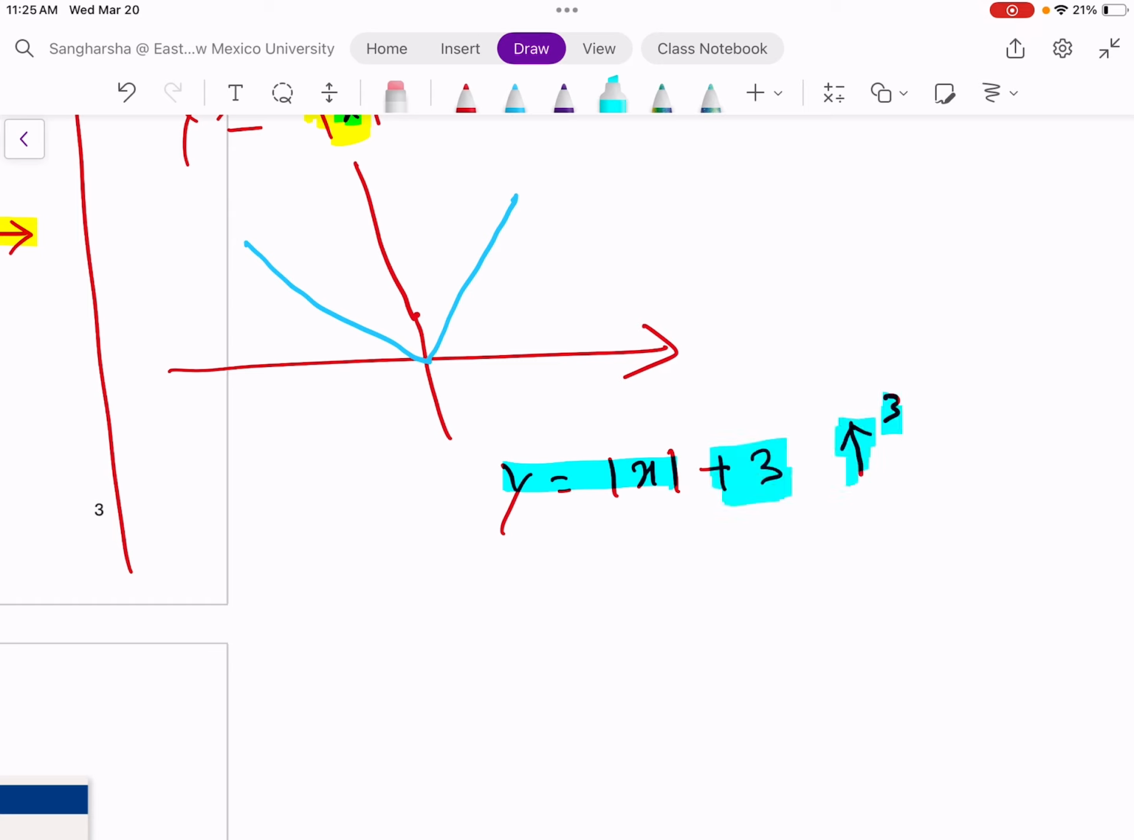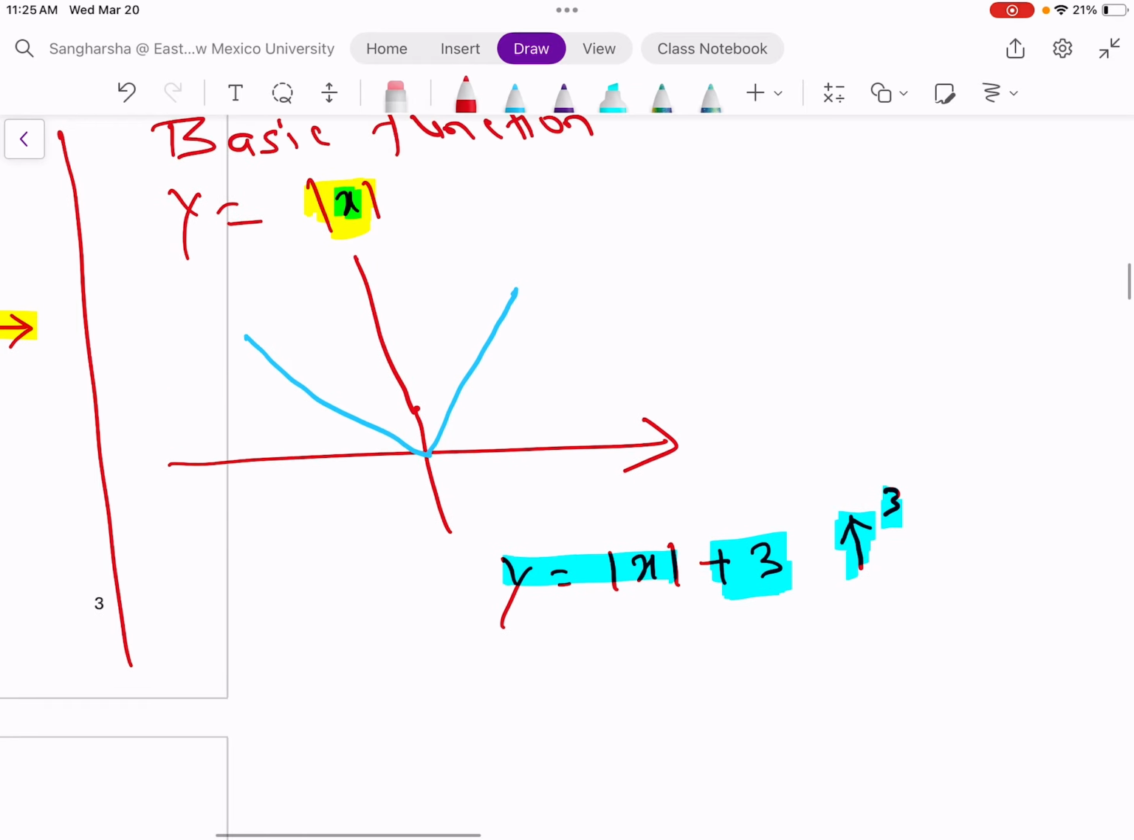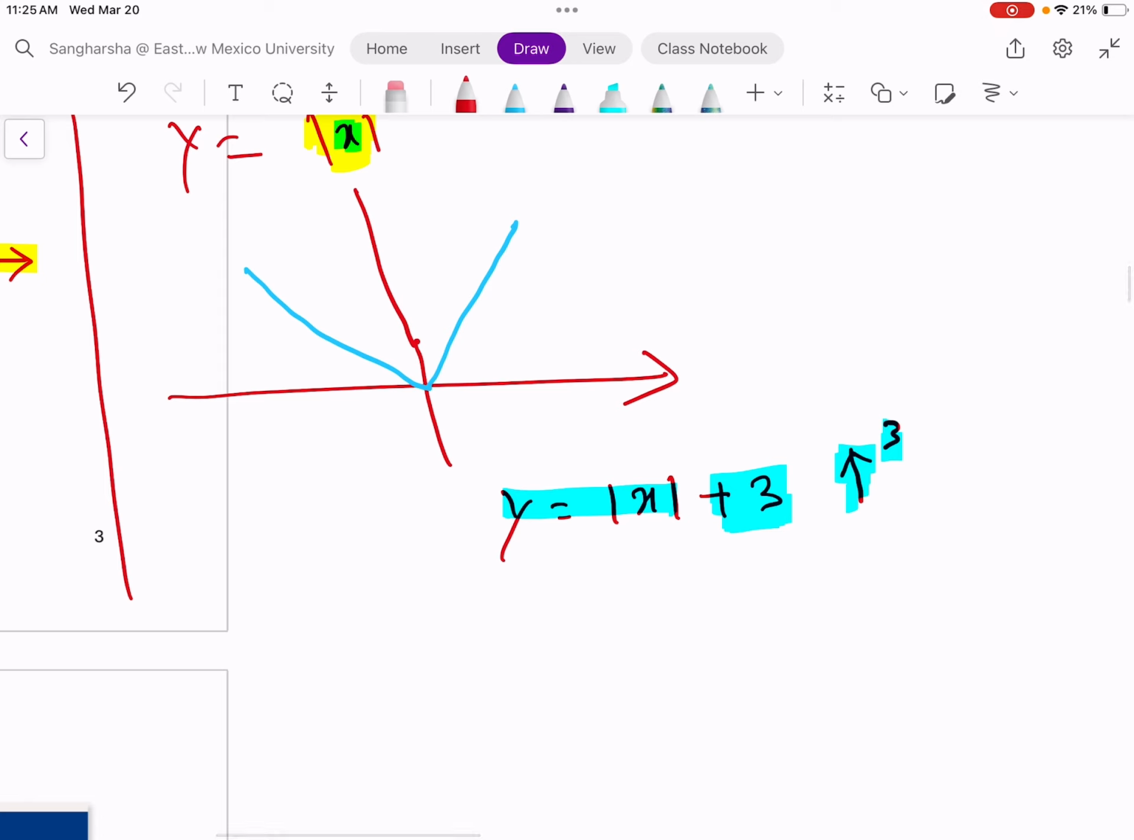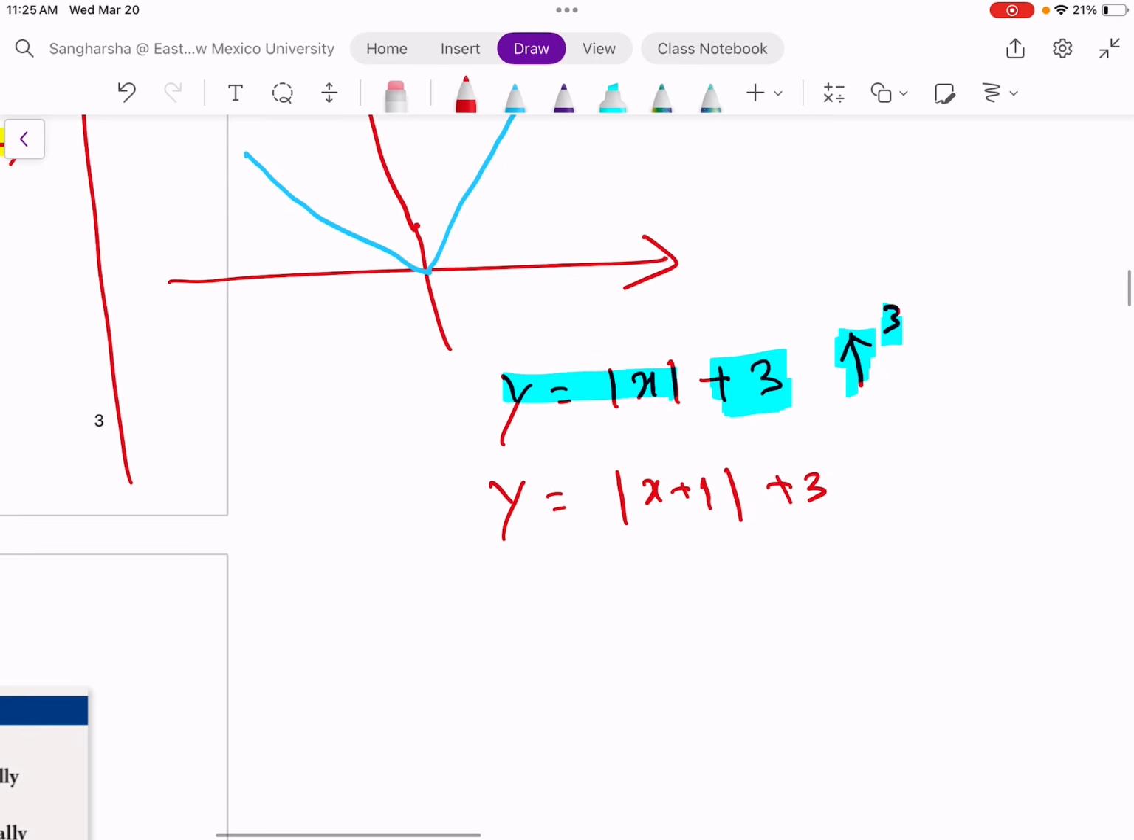Now next, what do you want to do? So we want x plus 1 instead of x, right? So let's replace x by x plus 1. So we have absolute value of x plus 1 plus 3. We replace x by x plus 1. And what happens to the graph? It goes left by 1 unit, right?